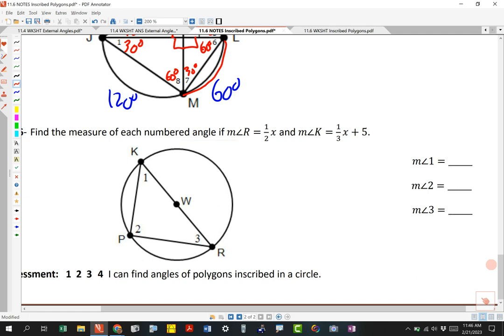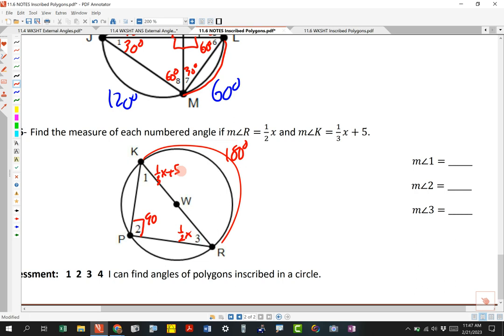Huge, huge piece of information here. They didn't say it, but you can tell it by the way it's drawn. There's a diameter. And Dane, if this is a diameter, can you tell me one of the angles? Angle 2 is 90 degrees. This is a right angle right here because it would intercept half of a circle, a semicircle. So it's going to be half of that. It's going to be 90 degrees. And then it says angle R, which is angle 3. This is half of x. And angle K is 1/3 x plus 5.